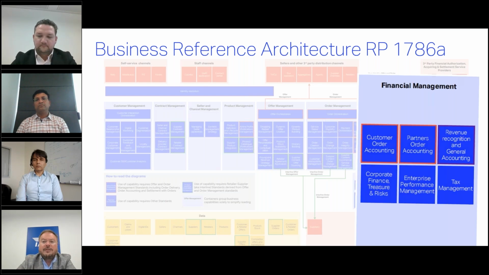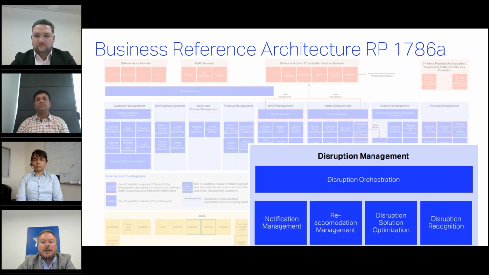Now, if we get onto the next slide, we have a few capabilities that were identified as a part of disruption management. Looking at orchestration, notification management, reaccommodation, disruption solution optimization, and disruption recognition. This is also an area which today is a little less developed than some other areas, so there is more work that is needed here. The general idea, though, with disruption management being as key in the airline business as it is, it was called out as a separate grouping of capabilities.